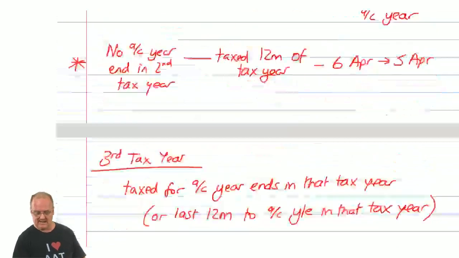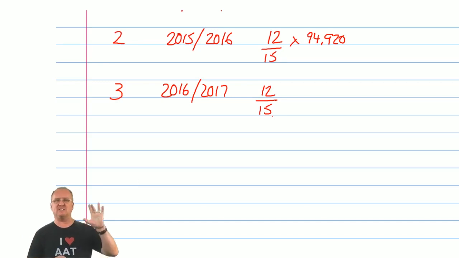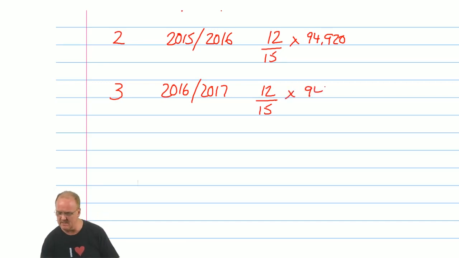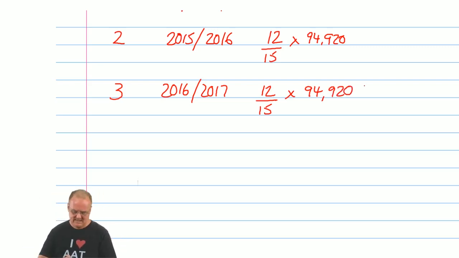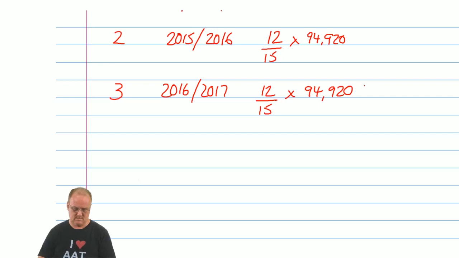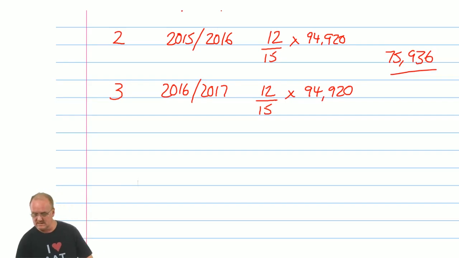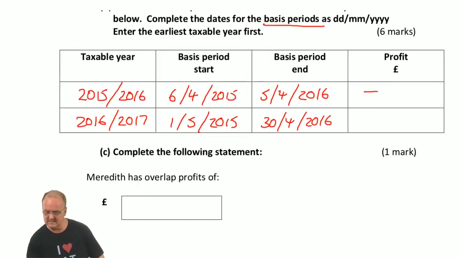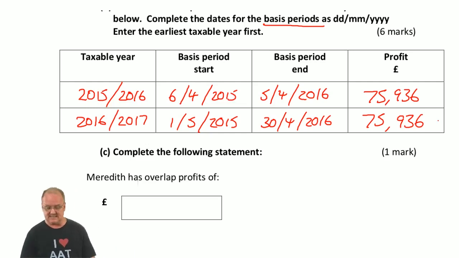And what is that calculation? Well, again, it's a 12-month period, and all 12 months are from the accounting year. So it's 12/15ths again. It's the same number. What is that number? Let's get a calculator on it. That is 75,936. So up we go. 75,936. A different 12 months of the 15, but it's still 12/15ths, so it's again 75,936.